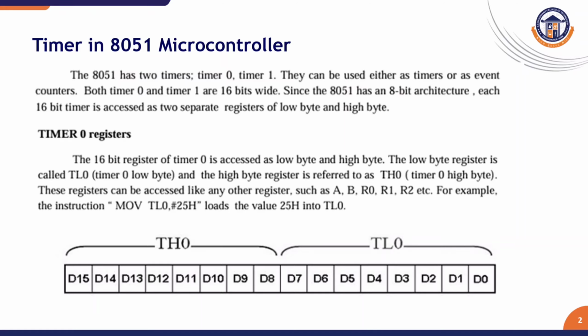These registers can be accessed like any other registers, such as A, B registers, etc. For example, the instruction MOV TL0, #25H means load the value 25H into TL0.